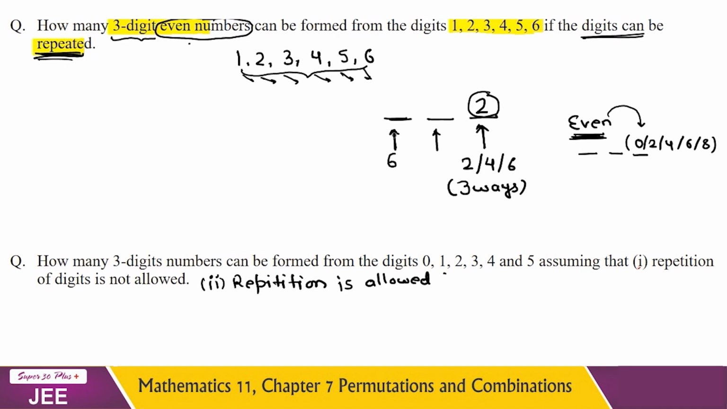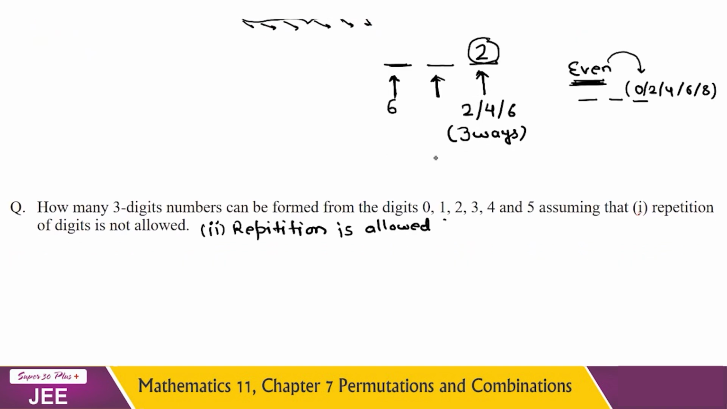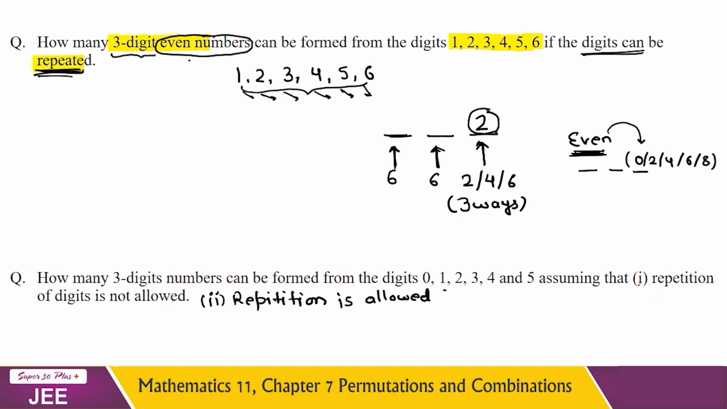So the first place can be filled in how many ways? 6 ways. And now since repetition is allowed, the second place can also be filled in 6 ways. Why? Because at this particular place also I can put either 1 or 2 or 3 or 4 or 5 or 6. Any one of these numbers can occur at the second position.